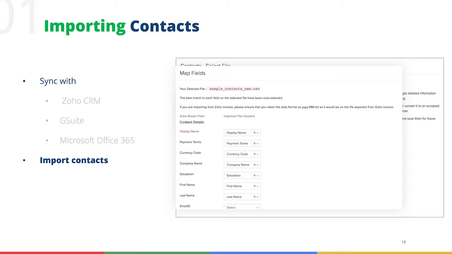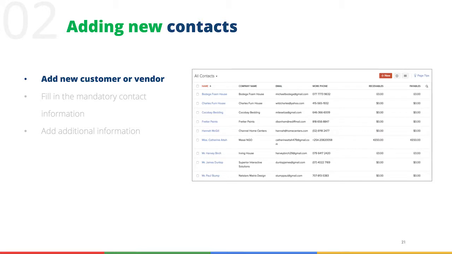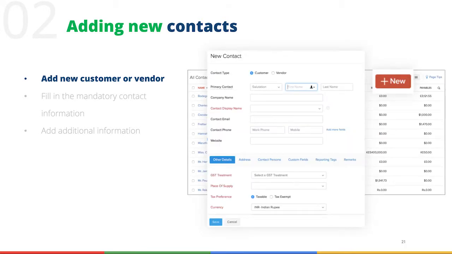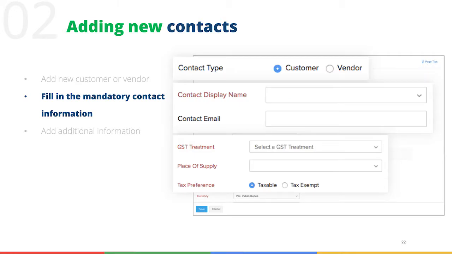Now that we have imported contacts into Zoho Books, let us see how we can add new contacts. You can click on the New button or click on the plus button near the Contacts module in the left panel. A new contacts page will pop up. The mandatory information that we require would be whether the contact is a customer or vendor, the contact display name, and email address. The other important information would be the GST treatment, the GST IN number in case it is applicable for them, the place of supply in case of customers, or the source of supply in the case of vendors, and the tax preference.